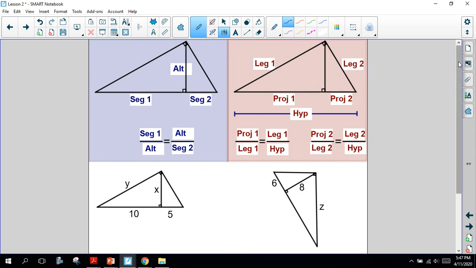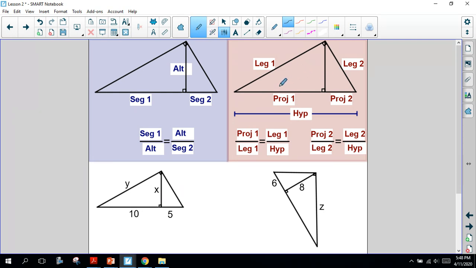Taking a look at some examples here, a little bit of a review of things we talked about in the last lesson. We have the big Papa Bear triangle, we have the Mama Bear and the Baby Bear triangle, and we had these proportions that came out of it. The first one said that the altitude was a geometric mean between the segments of the hypotenuse. I also had the one that said the leg of Papa Bear is a geometric mean between the projection and the entire hypotenuse of Papa Bear. Remember, when they're talking about the leg, they're talking about the legs of Papa Bear, not the legs of Mama or Baby Bear.